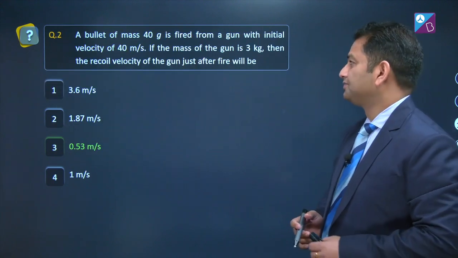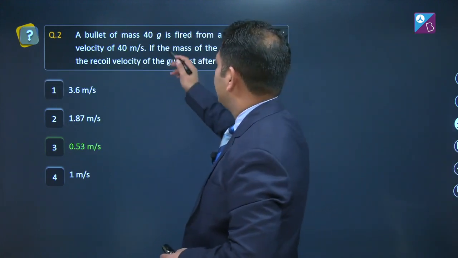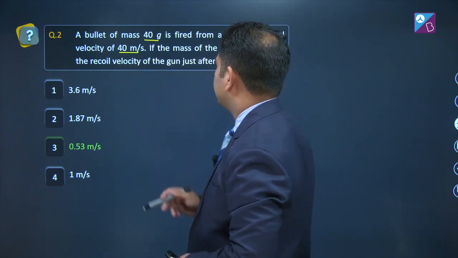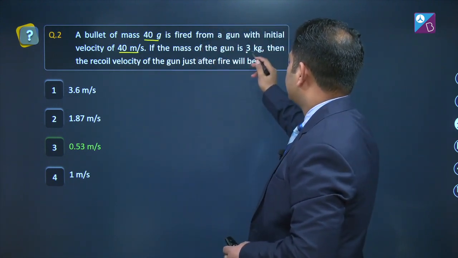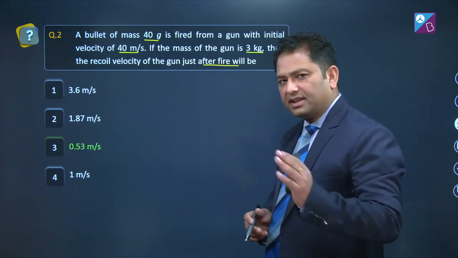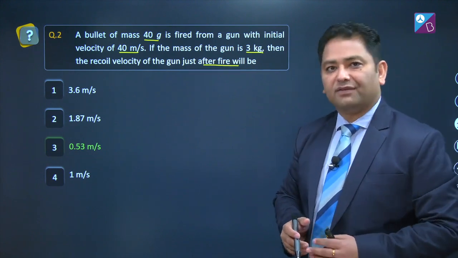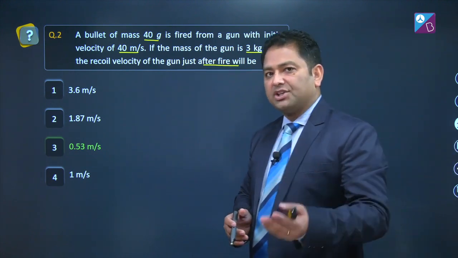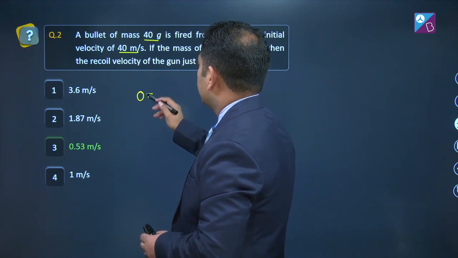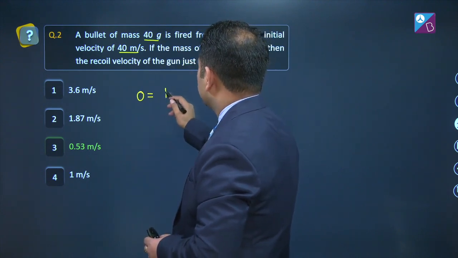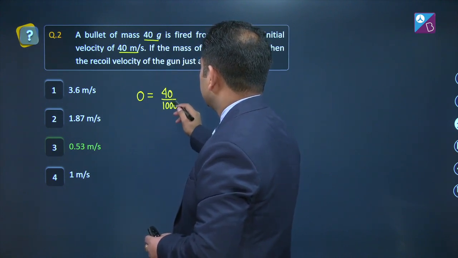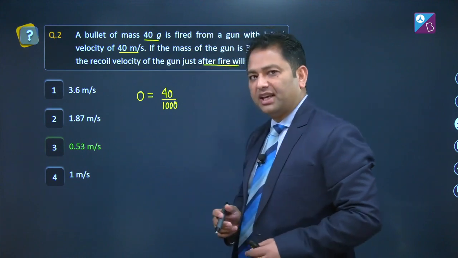Question number 2. All right, you could see there is a bullet of this much mass fired from a gun with initial velocity this much. Mass of the gun is there. Recoil velocity of the gun just after the fire. Very simple question based on conservation of linear momentum. Initial momentum of the bullet and gun as a system is 0. The final momentum of the bullet, that is mass, is 40 divided by 1000. This is in gram, so convert it into kg.